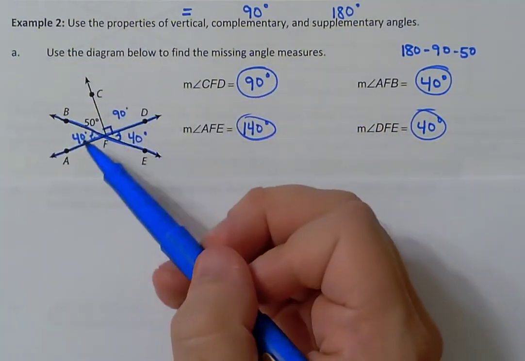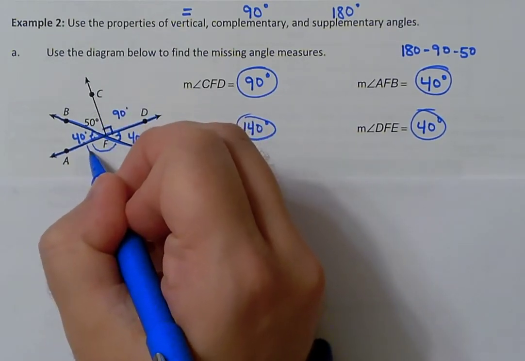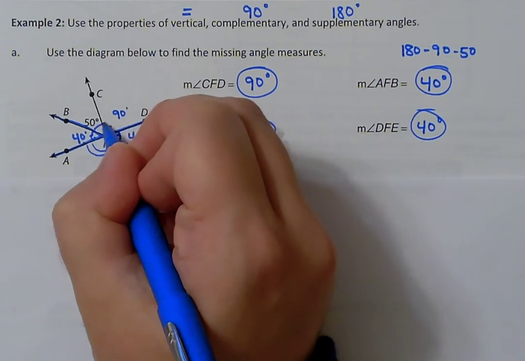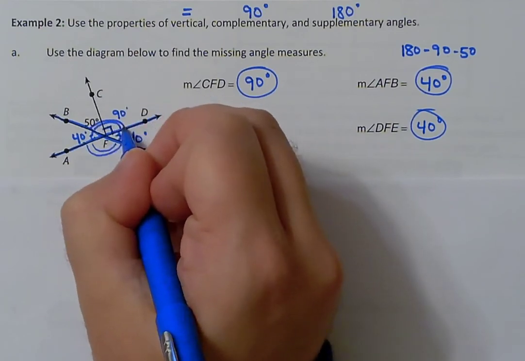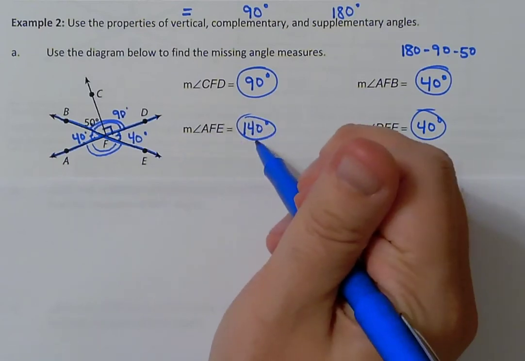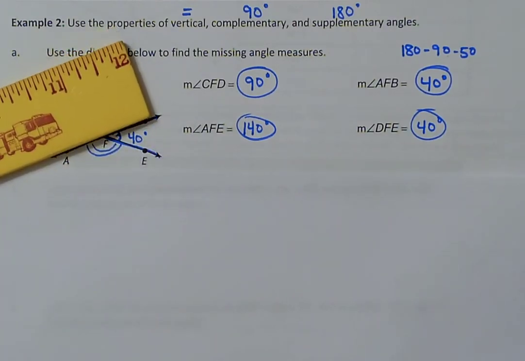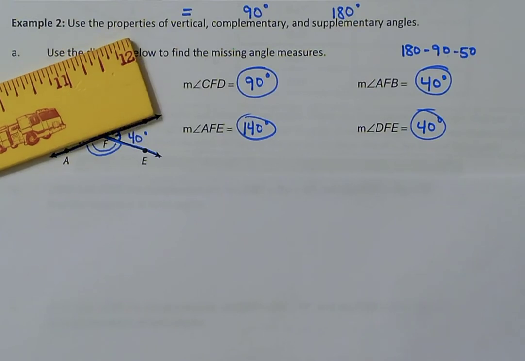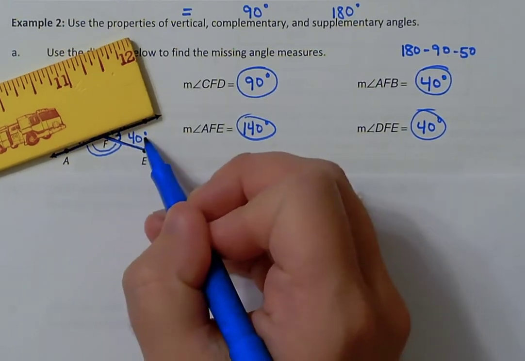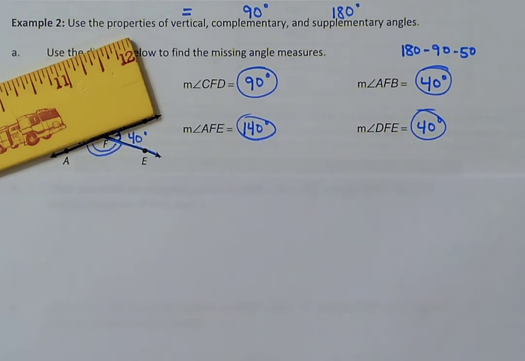The other way is if I think about it as vertical, this whole thing of AFE is congruent to this whole part right here of 50 plus 90, which gives me 140 degrees. So it's a couple of ways you can go through and find it. Linear pair is probably the most straightforward way, where if I form a straight line with these two angles, 40 plus what equals 180, and that's how I find 140.